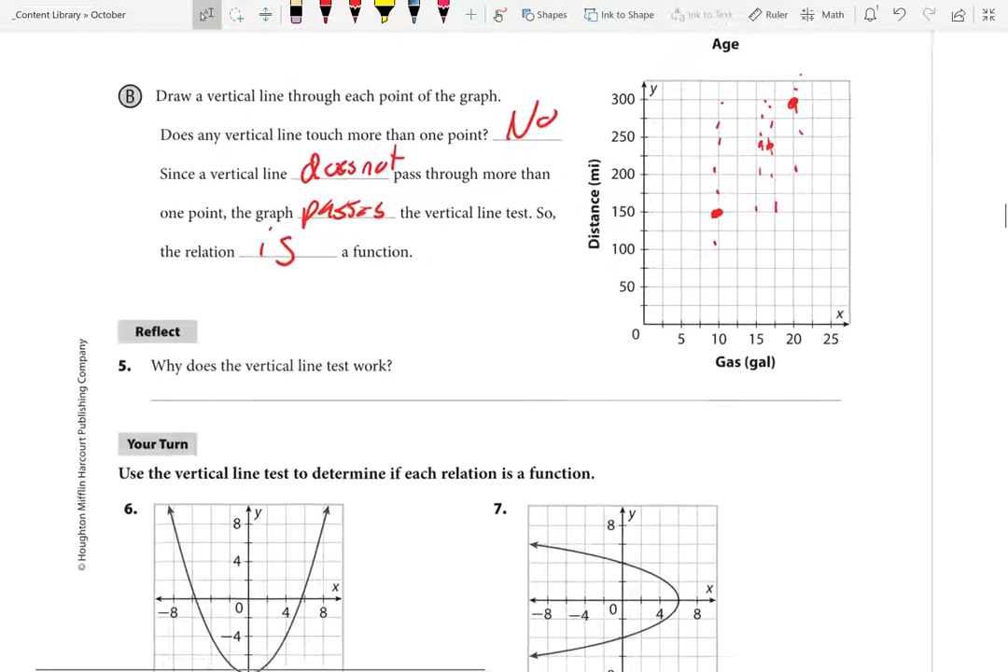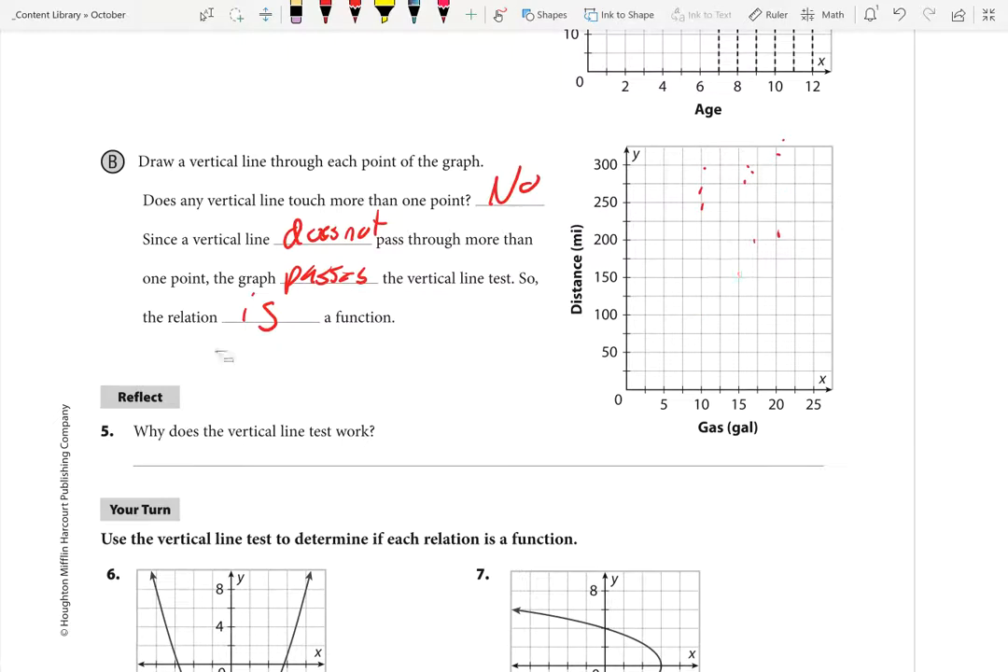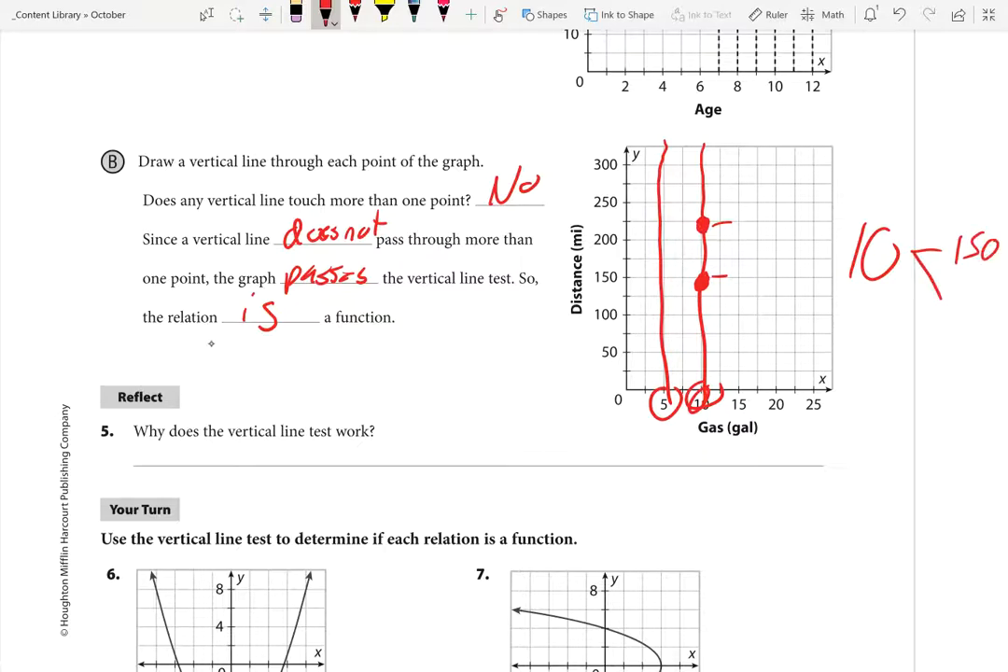So the vertical line test, why does it work? Well, it works because you're checking for each x value, right? Drawing a vertical line at 5, for example, you're checking that x value. Drawing a vertical line at 10, you're checking that x value. If it has more than one point, then you're saying that that x value has two different y values. So for example, 10 in this case would map to 150 and it would map to 225 if it had those 2 points on it. You're saying that 10 goes to two different places. So that's why it works the way that it does.